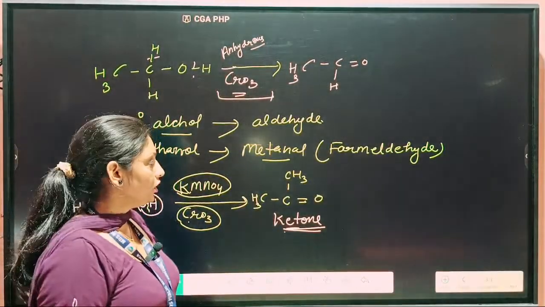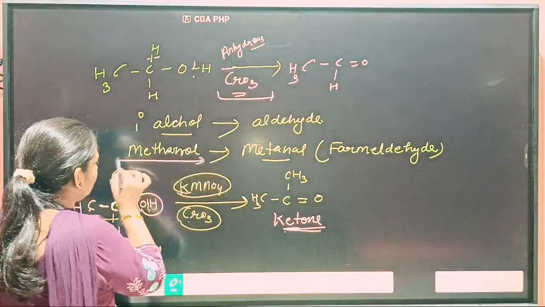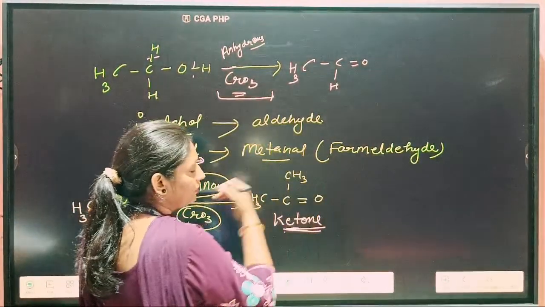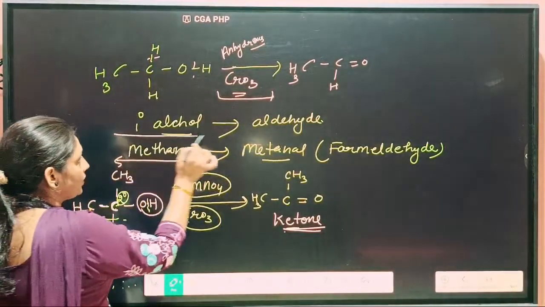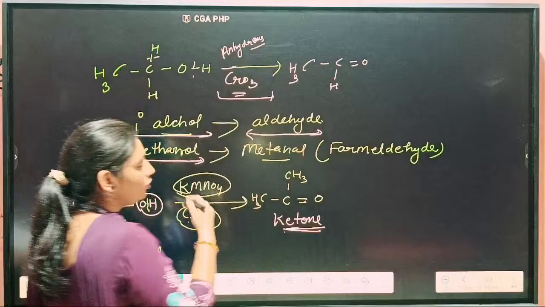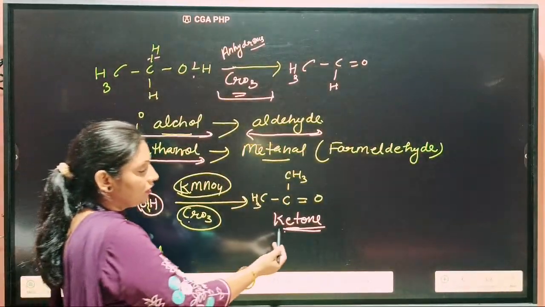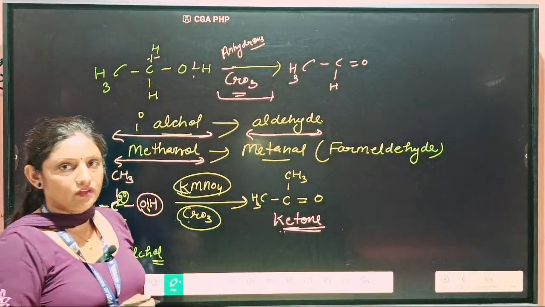From oxidation of methanol, we will get formaldehyde. From oxidation of primary alcohol, we will get aldehyde. And from oxidation of secondary alcohol, we will get ketones. Respective ketone we will get.